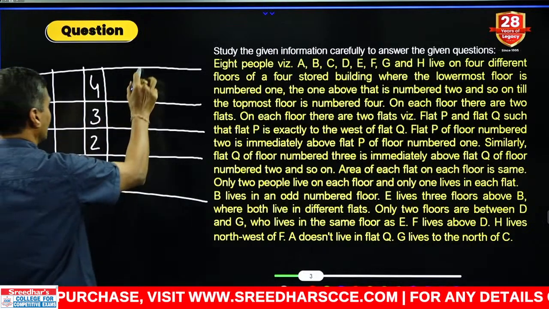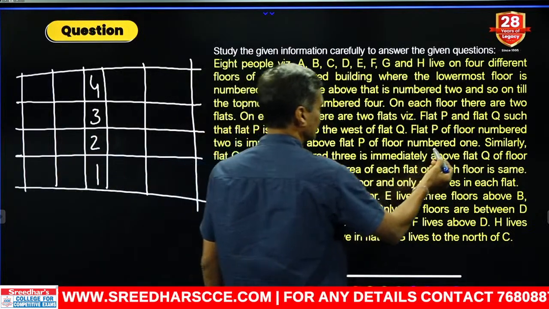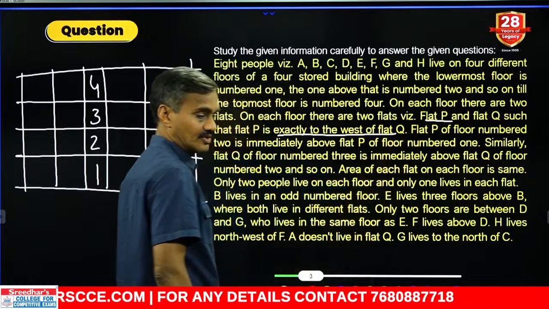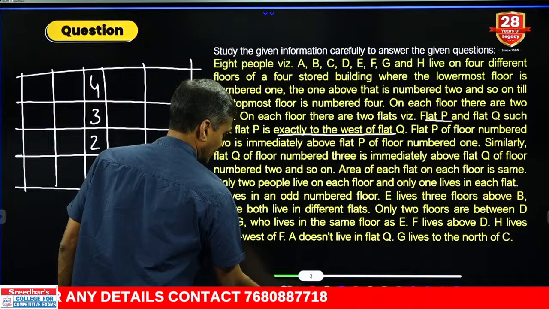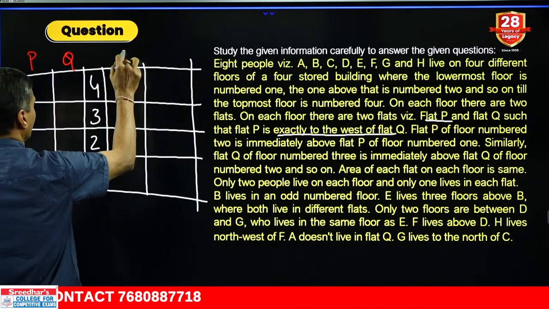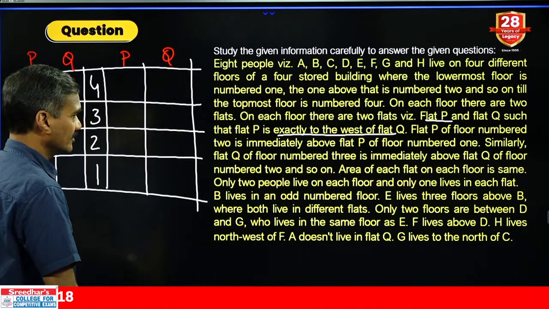The question also gives how P and Q should be placed. P is to the left hand side of Q. Sorry, P is to the west of Q. And P and Q such that P is exactly to the west of Q. Is it there or not? P is to the west of Q is clearly given. Done. And this is flat P and this is flat Q. Then coming to the first one.